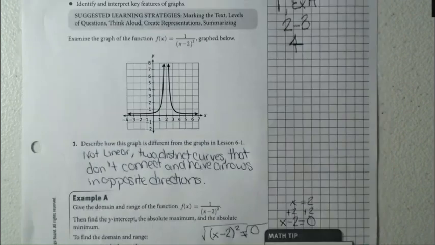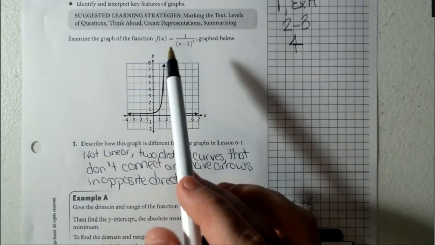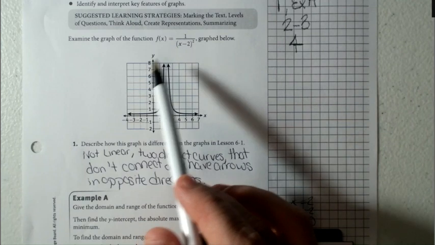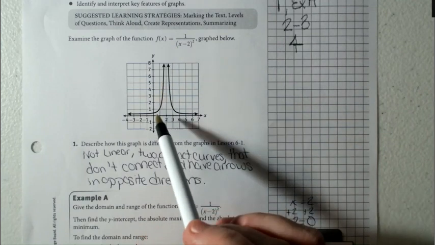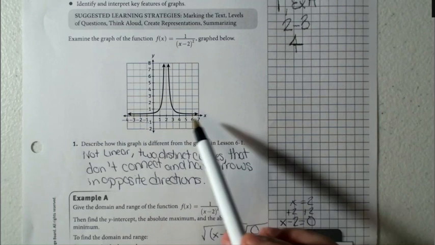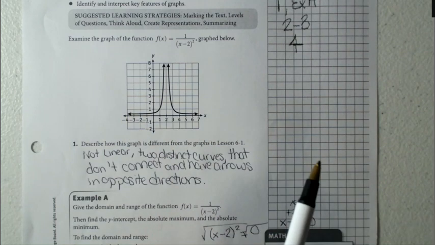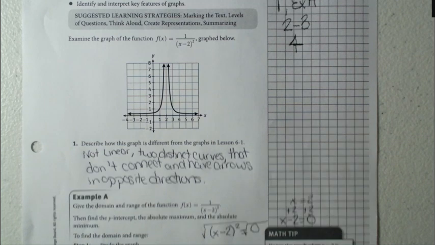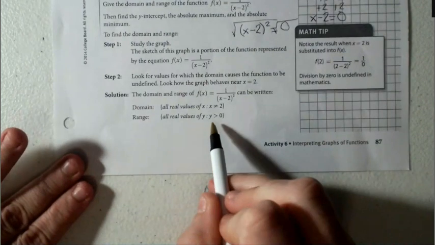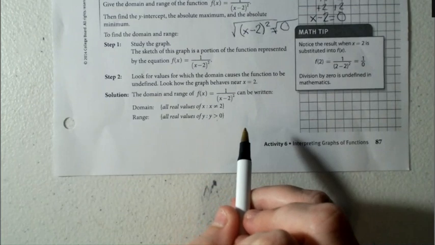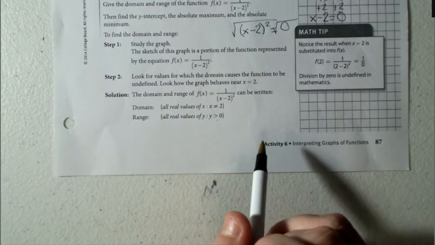Let's talk about the range. The range looks like it continues upward, right, to infinity. But it looks like it's not going below a certain point. Can anybody tell me what that point is? It's not going below the x-axis. So we say y must be greater than 0. None of my y's are ever negative.